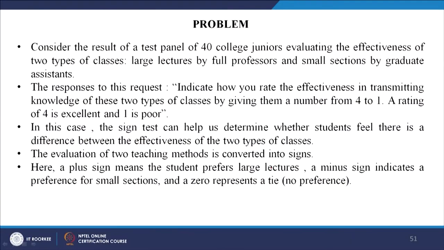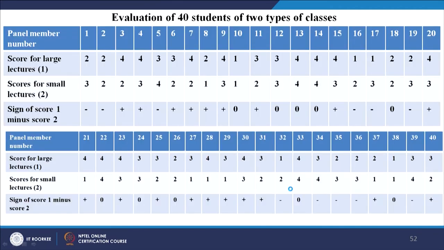Here a plus sign means the student prefers large lectures taken by the professors. A minus sign indicates a preference for small sections, and a 0 represents a tie, no preference. So, large lectures preference is plus. A preference for small sections taken by the graduate assistants is minus, and no preference is a tie, 0. So, let us take these 40 students.